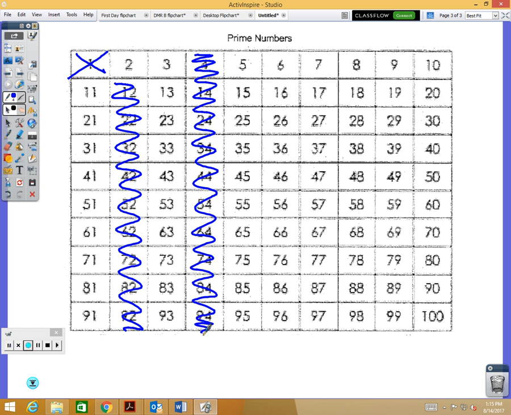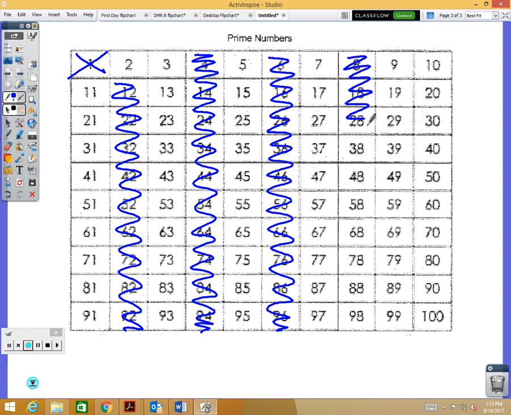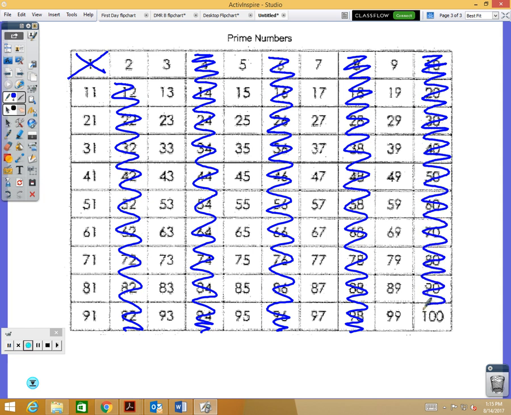All of the 6s. They're all even. What else? The 8s, all out. And the 10s, all out. All of those are even numbers. The only even number that is prime is the number 2. Okay? So 2 is prime.